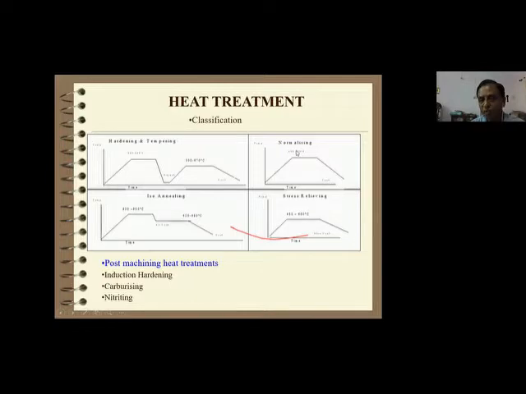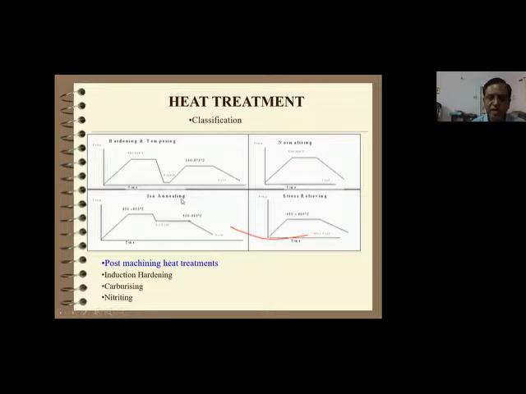This is a normalizing operation, where again the material is heated to a certain temperature, maybe around 850 to 900, 920 degrees centigrade. Then, based on the section thickness, it is held for a certain time in the furnace. It is unloaded and air cooled. This is called a normalizing operation.